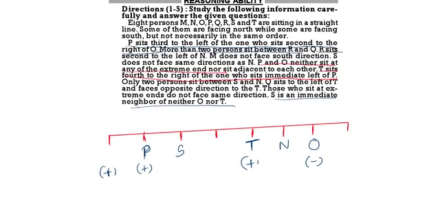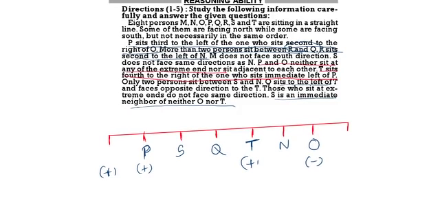R is sitting second to the left of N. Then more than 2 persons are there between R and Q, and Q is to the left of T. So here if I take Q, Q is to the left of T, and R and N.